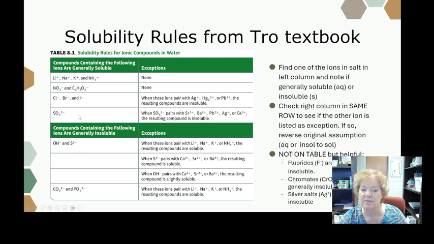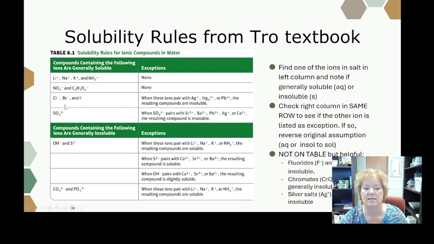Note that on the top of the table in the left column, these are talking about if it has this ion, it's generally soluble. It would be aqueous. And on the bottom, we have ones that are generally insoluble. Now, once I've identified whether it's generally soluble or generally insoluble, I have to consider the other ion. I'm going to go over in the same row to the second column and check, is the other ion in the exception list? If the other ion is in the exception list, it's no longer generally soluble, it would be the opposite.